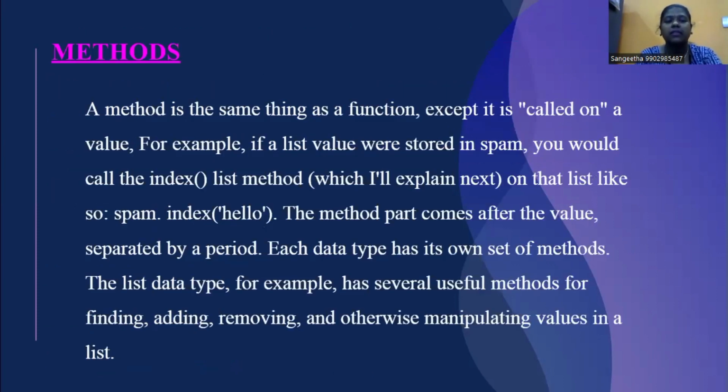The next is method. A method is the same thing as a function, except it is called on a value. For example, if a list value was stored in spam, you would call the index list method, which I will explain next, on that list like so: spam.index('hello'). The method part comes after the value, separated by a period. Each data type has its own set of methods. The list data type, for example, has several useful methods for finding, adding, removing, and otherwise manipulating values in a list.